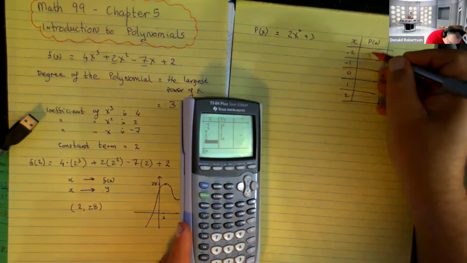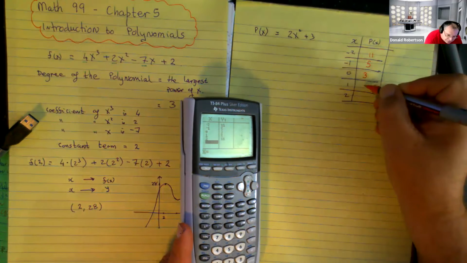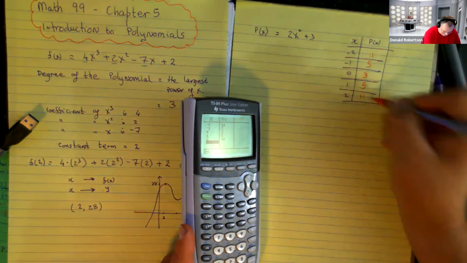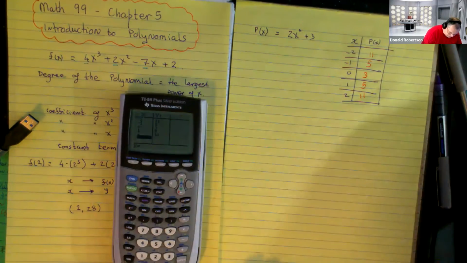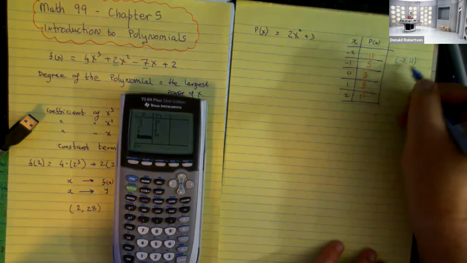So this would be 11. This would be 5. This would be 3. This would be 5 again. And this would be, what, 11. And that would basically correspond to a set of points that we know are on the curve.